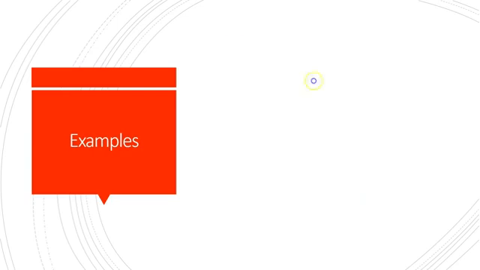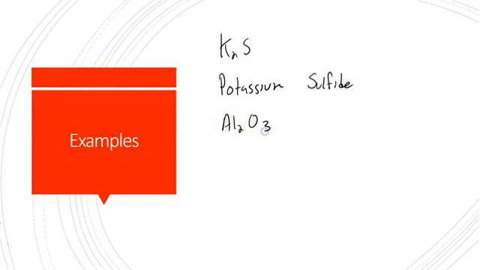The first one, we have K2S. The first thing we do is we write the name of the first thing. So K is potassium. And then S is sulfur, but because it's just that element, we're going to change the ending to ide, so sulfide. The next one that we have is Al2O3. We write the name of the first thing, so aluminum. And then we write the name of the second thing, so it's oxygen. Because it's just an element, we change the ending to ide, so it would be oxide.